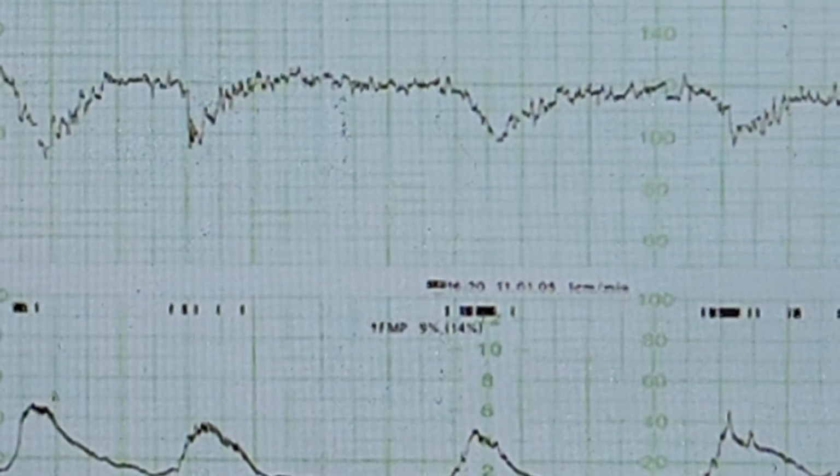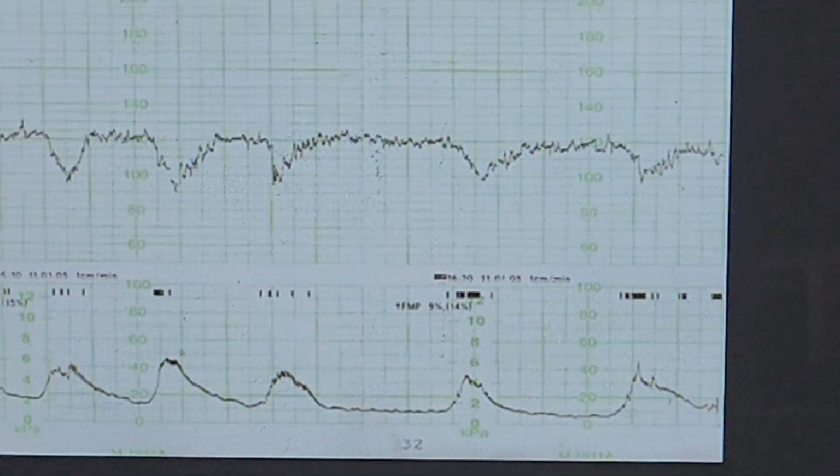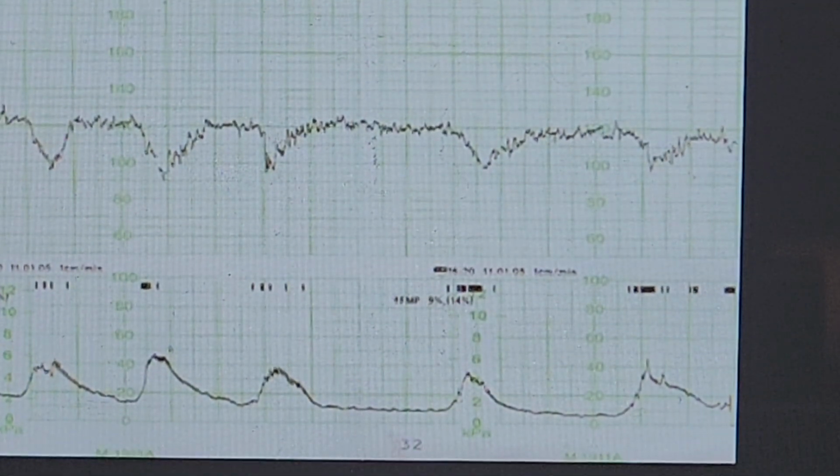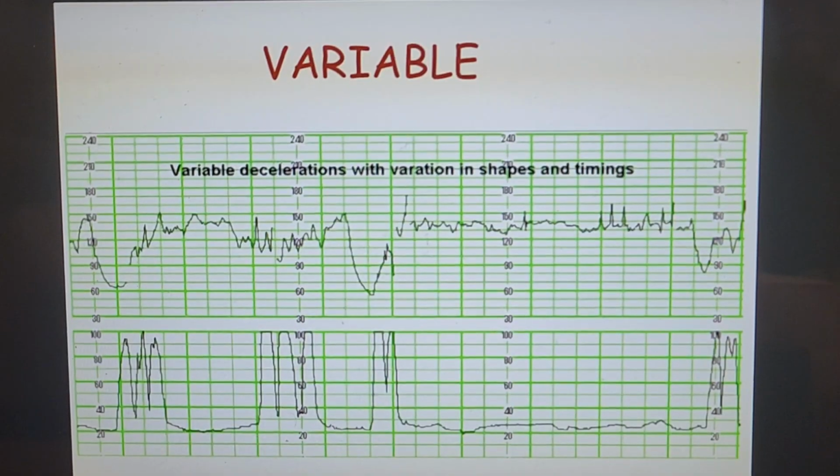This is an example of variable decelerations. As I said before, it's a V shape, and as you can see, it looks like a V, and usually it reflects cord compression. To summarize what we just explained, you have to know that there are main components of the CTG.